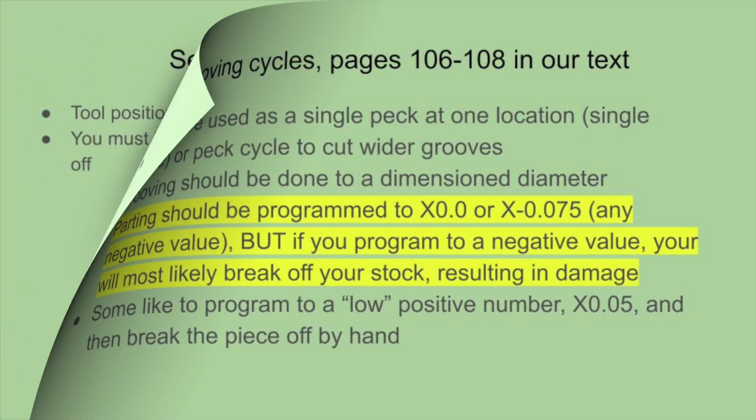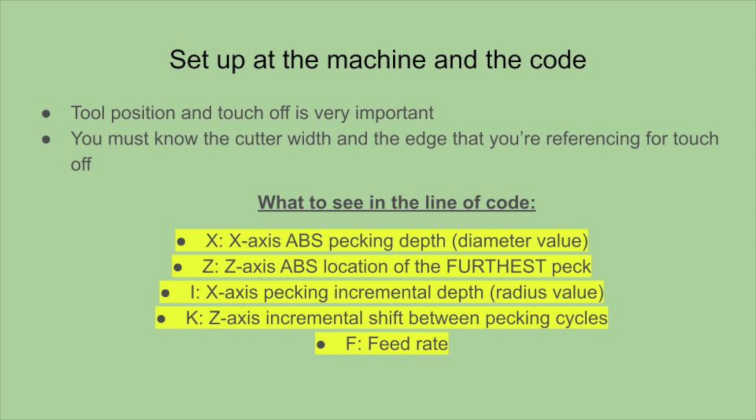Setting up with the machine, you need to know your tool position and your touch off. You must also know the cutter width and the edge that you're referencing for your touch off. What to expect in the line of code: an X, Z, I, and K value, and also an F.